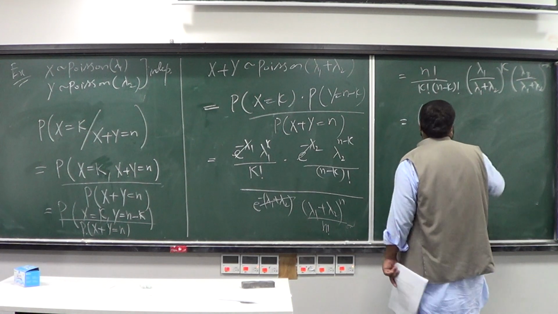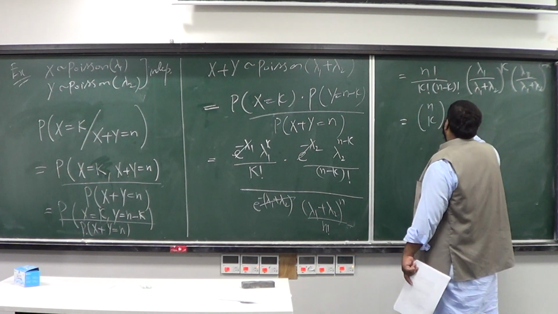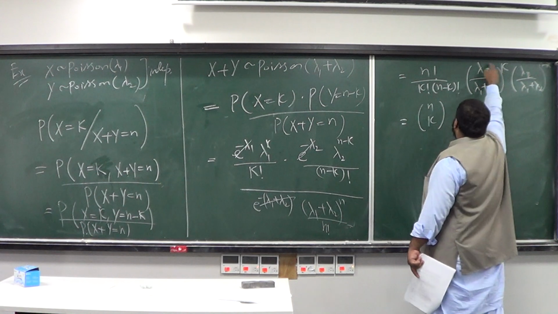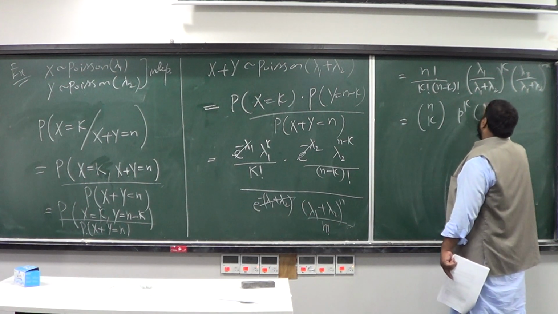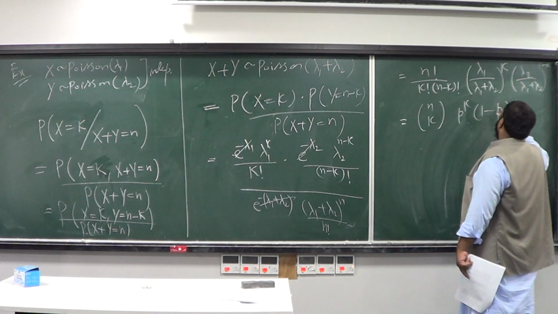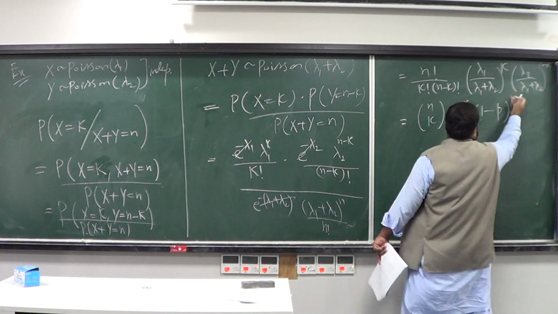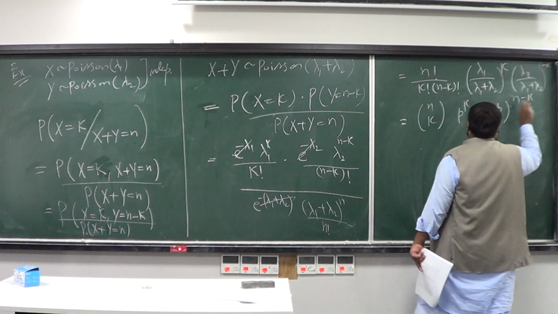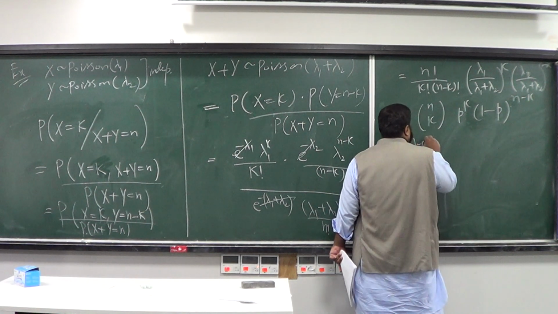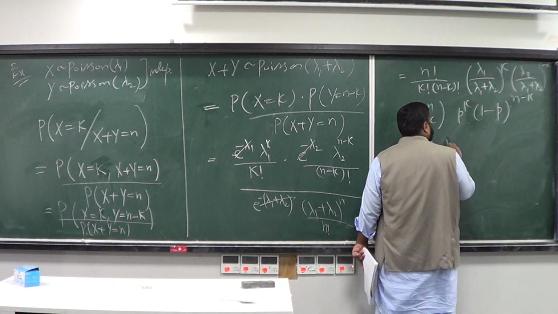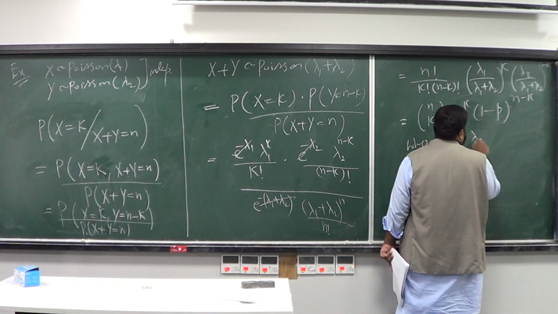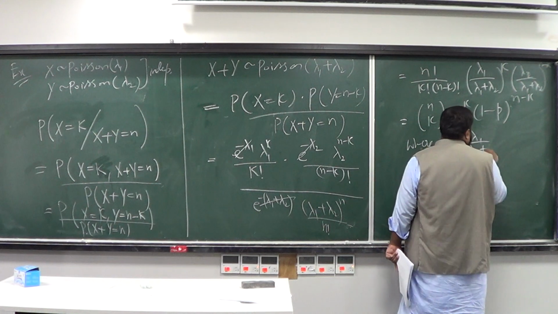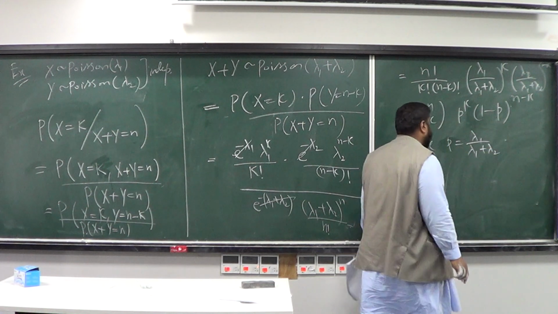Okay, and if I call this, for example, the probability p, I give this number p, then this is p power k, and this guy is 1 minus p power n minus k. Okay, where p is lambda 1 over lambda 1 plus lambda 2.